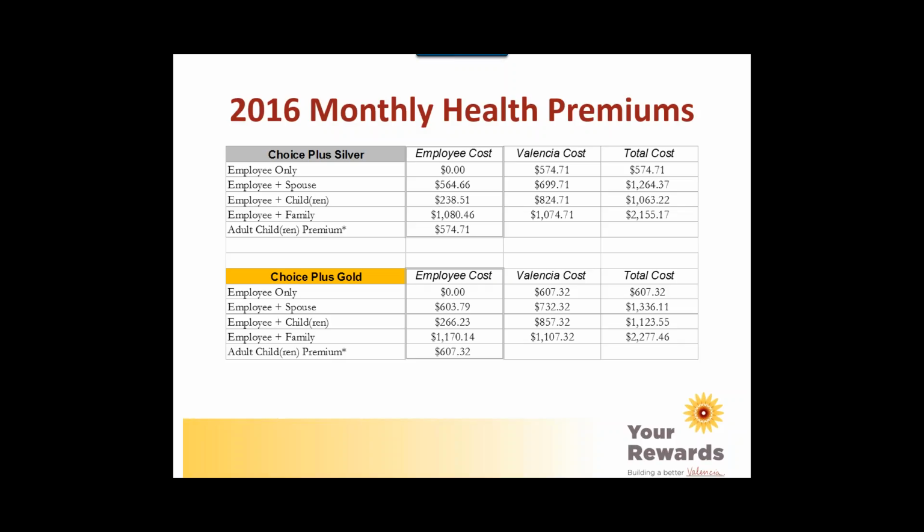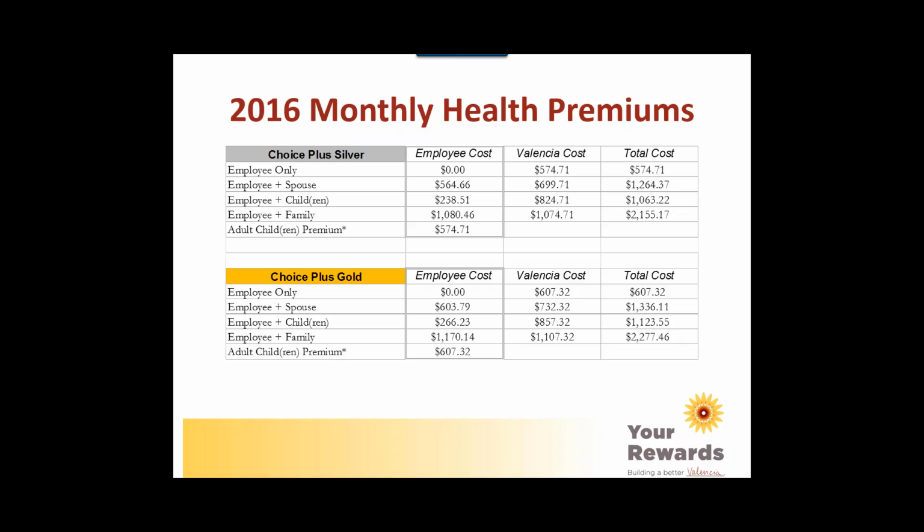But let's talk a little bit about the Choice Plus Gold plan. That is the plan that is most similar to the OAP plan that the majority of our employees are on currently. If we look at the total cost of that Choice Plus Gold plan for employee-only coverage, you see that it's $607 a month. These are monthly costs for you. So Valencia is paying that full $607 a month for you to have that Choice Plus Gold plan.